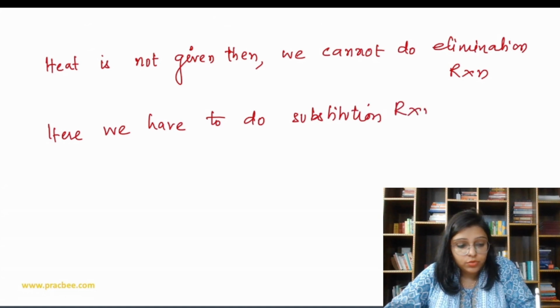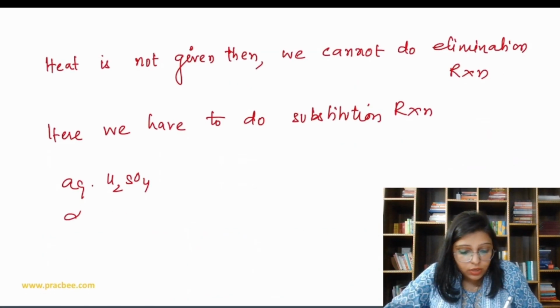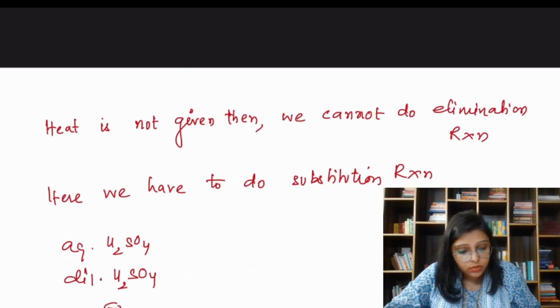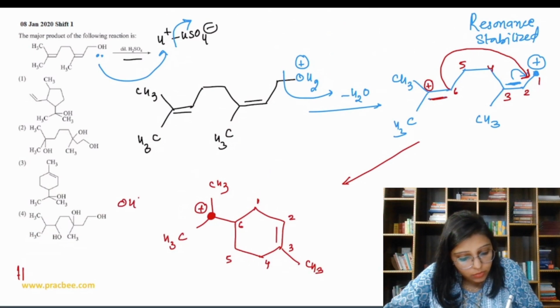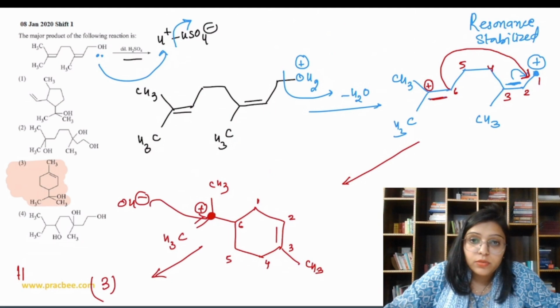So here we have to do substitution reaction. We have aqueous H2SO4, or dilute H2SO4. So what we are going to do? The nucleophile is going to be OH minus. So what happens? OH minus attacks over here, and by this we get option number 3 as the correct answer. Okay? So we get option 3 as the correct answer.